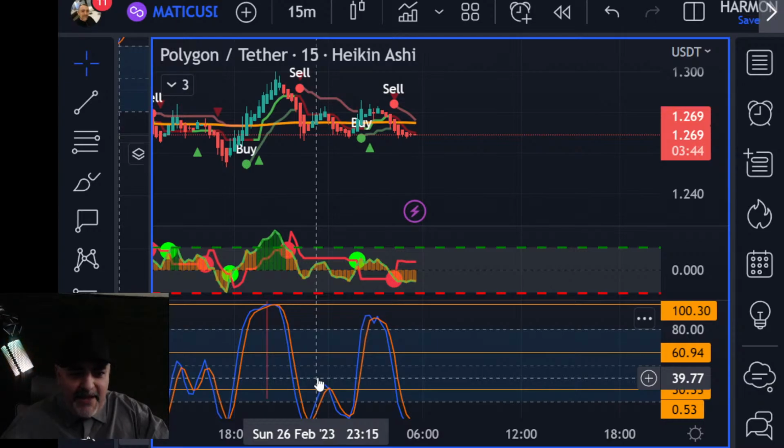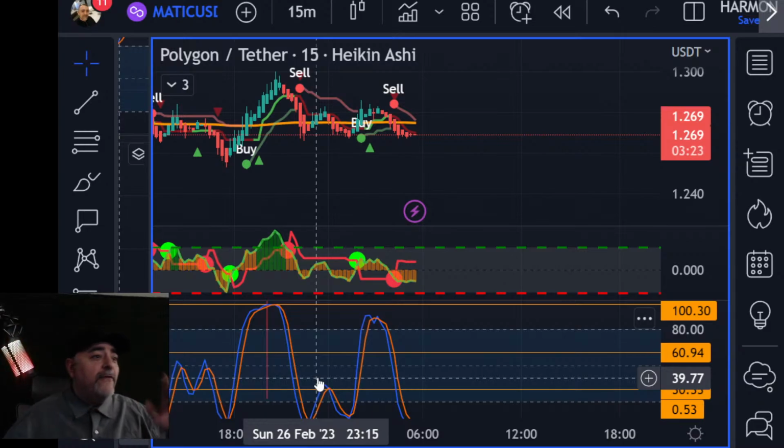So let me get into Matic real quick because we will probably be taking a short here in a second. So I'm going to find Matic.